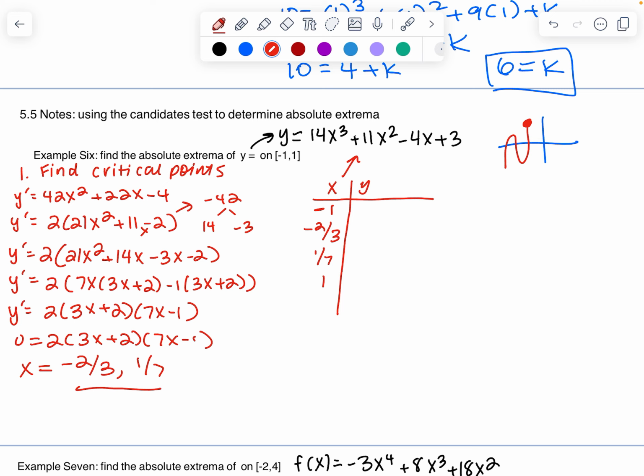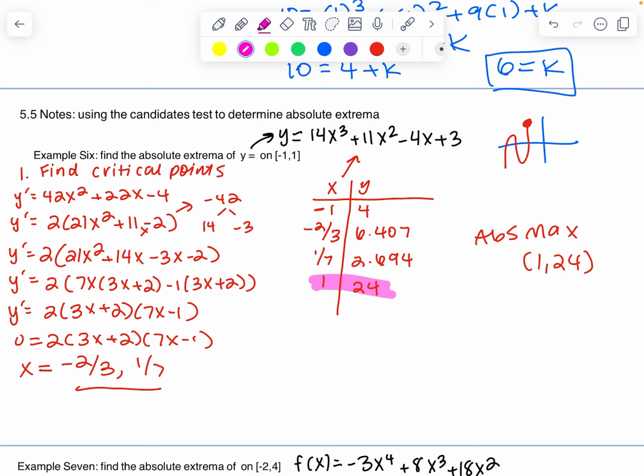So using my table, I'm getting 4 out here, 6.407 here, 2.694, and then 24 here. Based on that, I'm just looking for the lowest value and the highest value. So this is my highest value. So there is an absolute max at 1, 24. And then my lowest value is this one. So there's an absolute min at 1/7, 2.694. And that's the answer to that one.